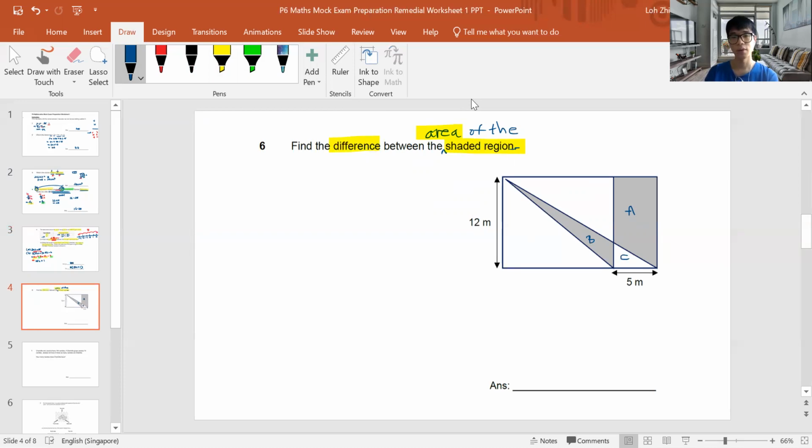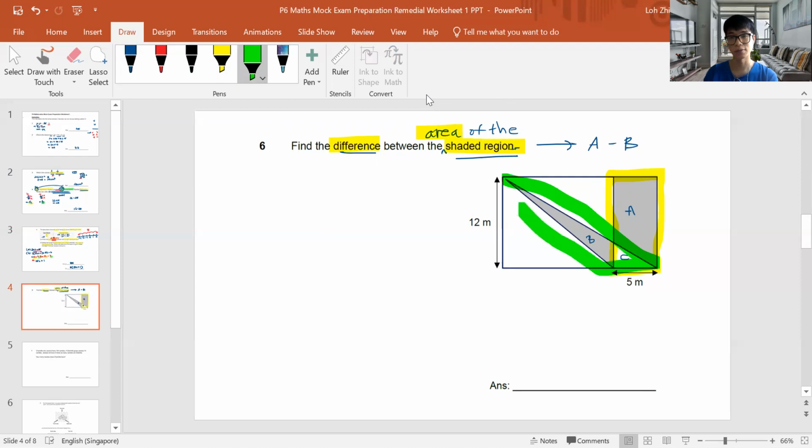If they say find the difference between the areas of the shaded regions, my goal now is to find A minus B. That is the difference. And we use A minus B because we know A for sure is bigger than B. And there is a concept here. If you look carefully, you notice that this is actually a rectangle, and this is actually the triangle.